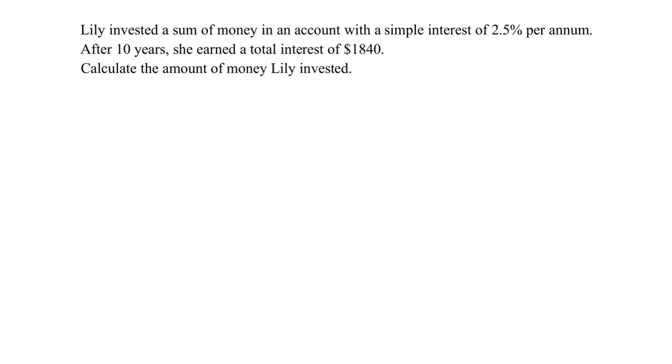Okay, so each year she earns 2.5%, right? And after 10 years, she earned a total interest of $1,840. So I'm going to use this method, okay? So I will want to find the interest after 1 year, which is quite straightforward. Since every year the interest is the same, so I'm going to divide by 10.